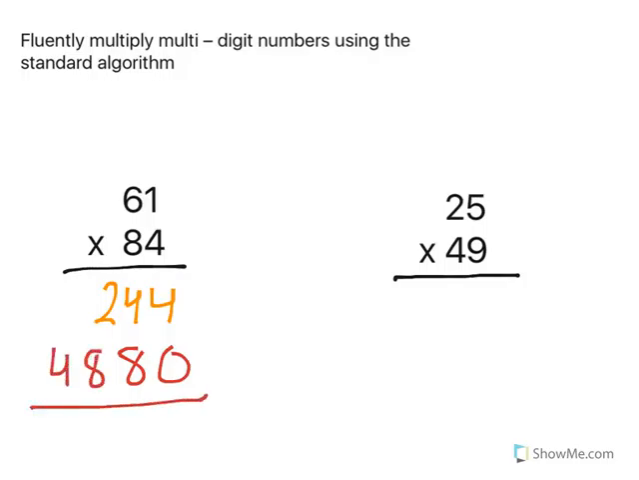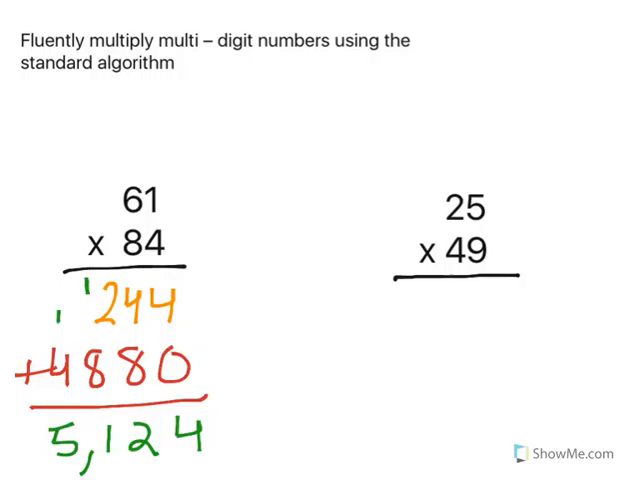Now we're going to add these together. So we have 4 plus 0 is 4. 8 plus 4 is 12. Put the 1 over the 2. 8 plus 2 is 10, plus the 1 is 11. And then 4 plus the 1 is 5. So our answer is 5,124. It's a big number. Okay, hopefully we got that one right. Let's look at the next one.